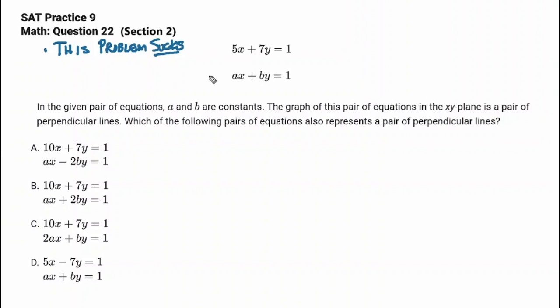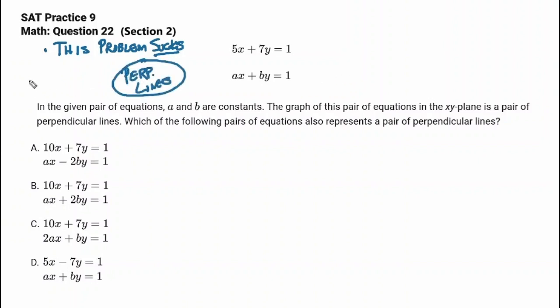Got these two equations. In the given pair of equations, A and B are constants. The graph of this pair of equations in the xy plane is a pair of perpendicular lines. Which of the following pairs of equations also represents a pair of perpendicular lines? So what are we looking for? We're looking for perpendicular lines.